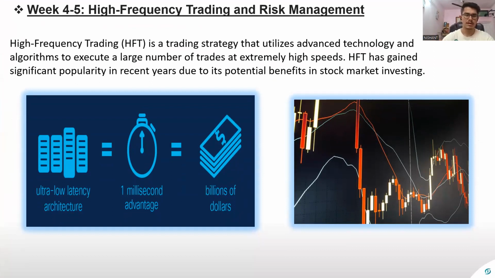High frequency trading is a trading strategy that utilizes advanced technology and algorithms to execute a large number of trades at extremely high speeds. High frequency trading has gained significant popularity in recent years due to its potential benefits in stock market investing. So here is an example of a system which provides ultra low latency architecture. It provides a millisecond advantage, and using high frequency trading, the company can gain profits in the near future and predict the stock in the stock market.